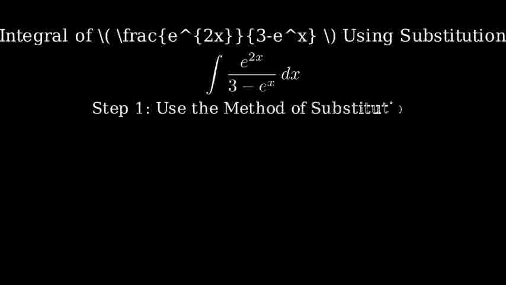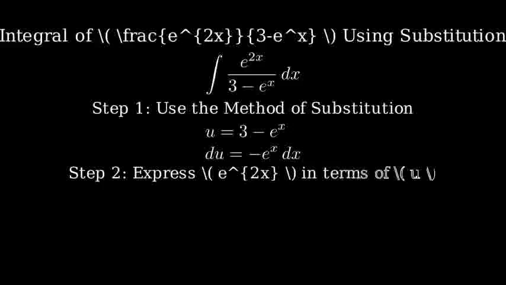Step 2. Let's express e to the power of 2x in terms of u. Remember that e to the power of 2x is equal to e to the power of x squared. So, solving for e to the power of x from our substitution equation, we have e to the power of x equals 3 minus u.